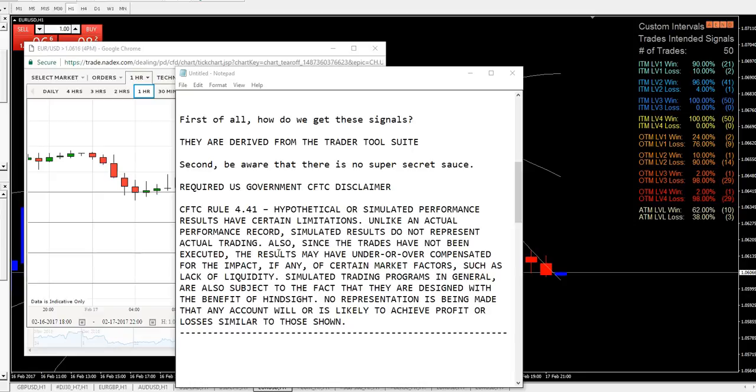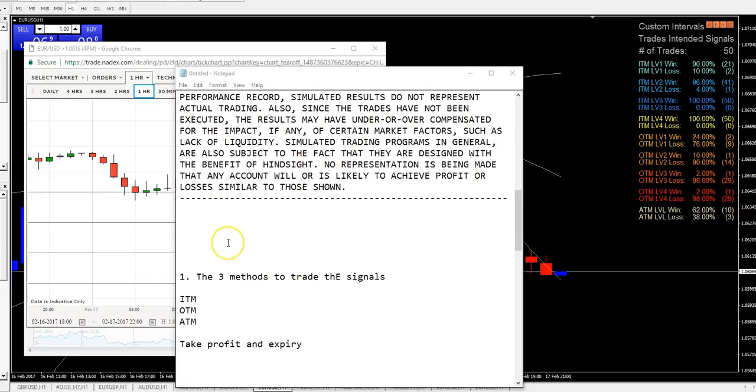Be responsible for your own trading. Know that there are risk factors involved. Just take responsibility for your own risk. Okay, here we go. The three methods of trading the signals.